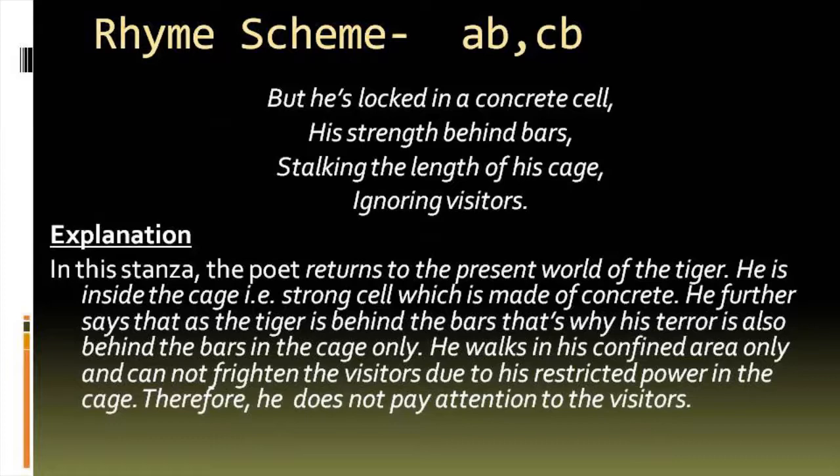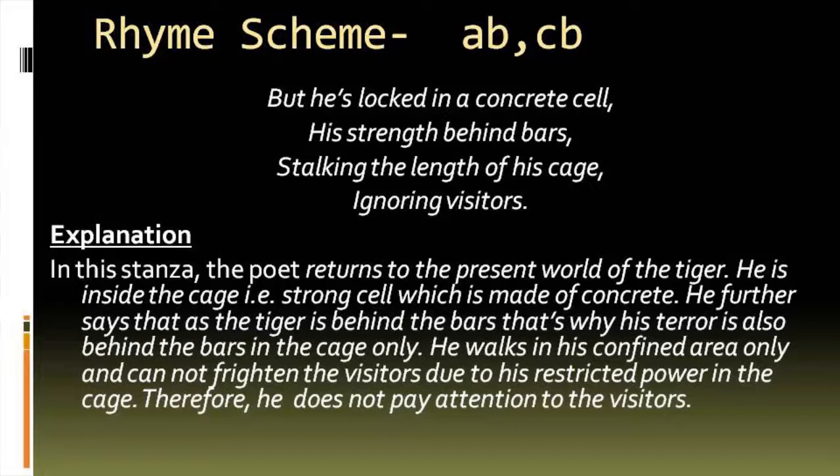The word which I find difficult is concrete. Stalking we have already studied. Concrete means very strong, the building made of bricks, cement, sand, iron, all these things we can use for concrete. But he is locked. Who is he? That's the tiger. Locked in a concrete cell. Concrete means very strong. Cell means the cage. So where he is now, that means he is in the zoo.